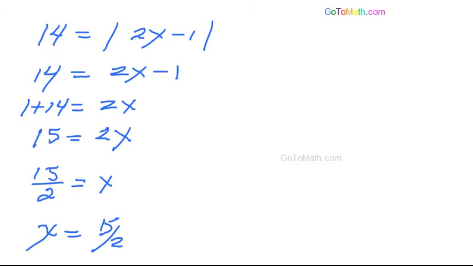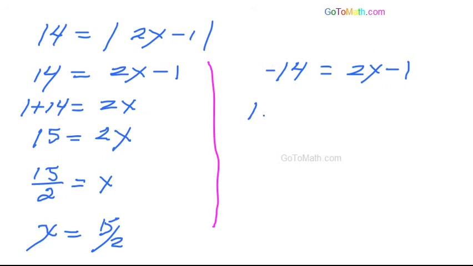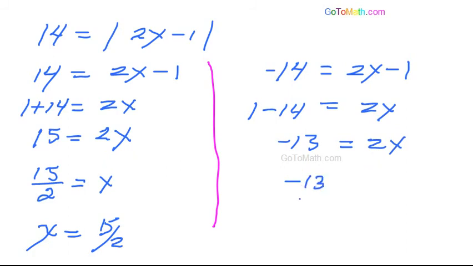Okay? Alright, let's go ahead and work that other equation out. So now we're going to rewrite this, drop the absolute value bars and rewrite. This time we make that a negative 14. 2x minus 1. Taking the 1 to the other side, so we have 1 minus 14 is equal to 2x. So we have negative 13 is equal to 2x. And negative 13, take that 2 diagonally down now. Alright, so there's our other solution. Negative 13 over 2 and 15 over 2.